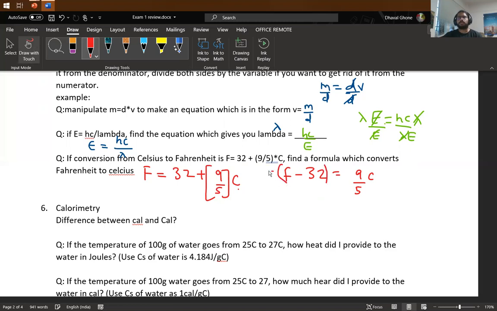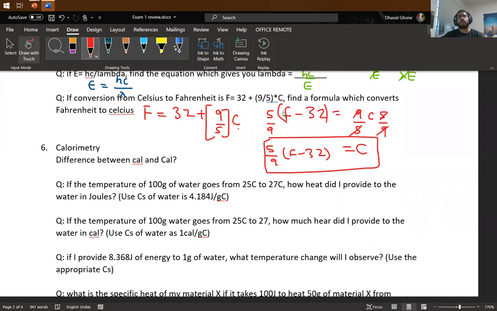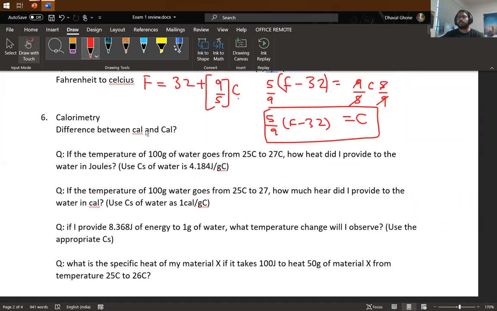If I multiply both sides by 5 and divide by 9, I'll end up cancelling those things from here, but now those things are on this side. So my answer becomes C equals 5 over 9 times F minus 32. Okay, and that's what the final answer is. Okay, hope you guys understand that one. I'm going to move on to the next question.